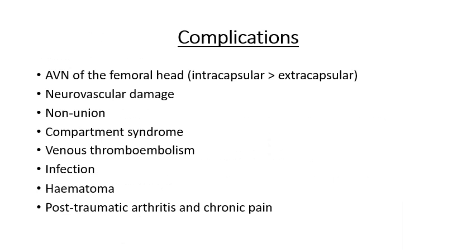Okay, what are the complications of a fractured neck of femur? It can be avascular necrosis if it is an intracapsular fracture. You can have neurovascular damage, non-union, compartment syndrome. All fractures of your long bones or important bones can have compartment syndrome. Okay, venous thromboembolism, infection, hematoma, post-traumatic arthritis, and chronic pain.